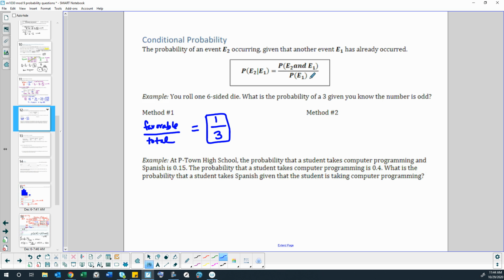The other way you could do this problem is by using the formula. So the probability of getting a 3 given the fact that it's odd. First of all, we need the probability that it's both a 3 and odd. So what's the probability of that happening? Well, obviously 3 is an odd number, and there's 1 three. So that is a probability of 1/6, because there's 6 numbers on our die. Then the probability of the first event would be the probability that it's an odd number. So there are 3 odd numbers out of 6. That means there are 3 out of 6 possibilities.